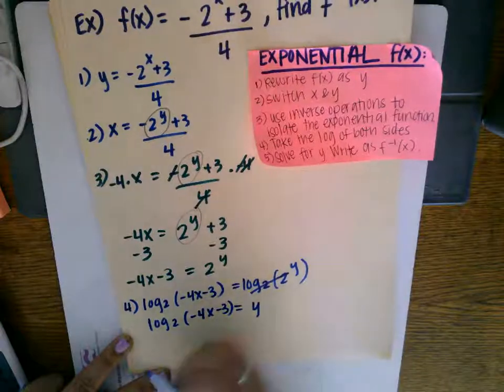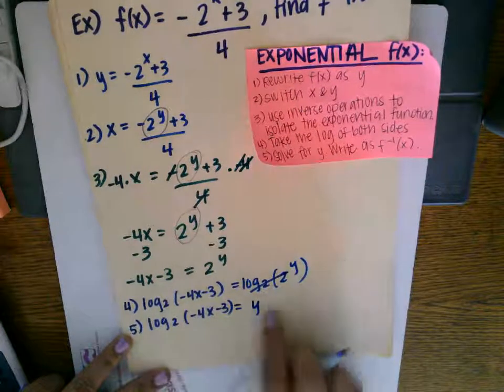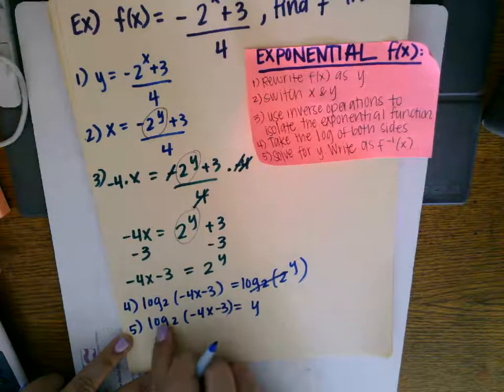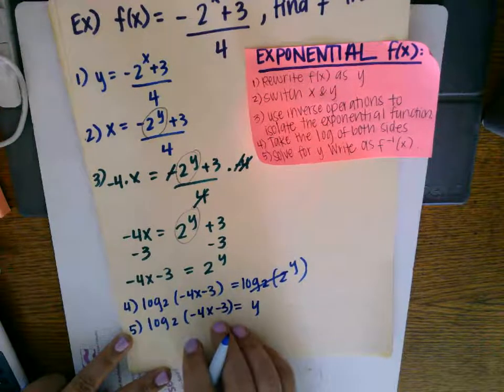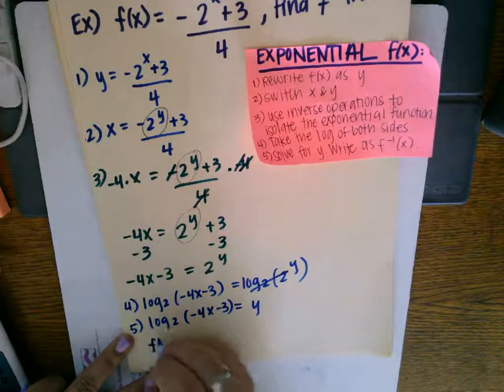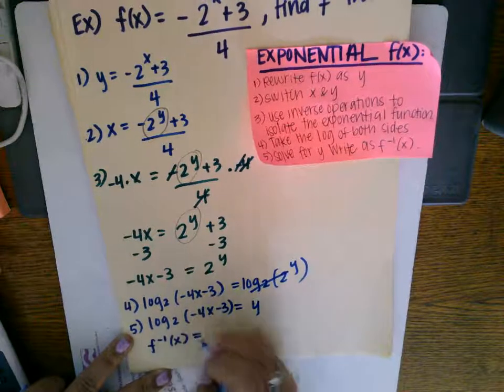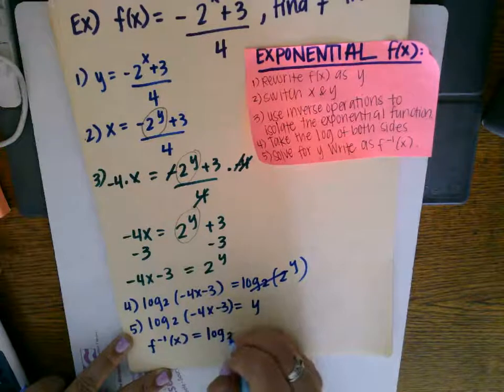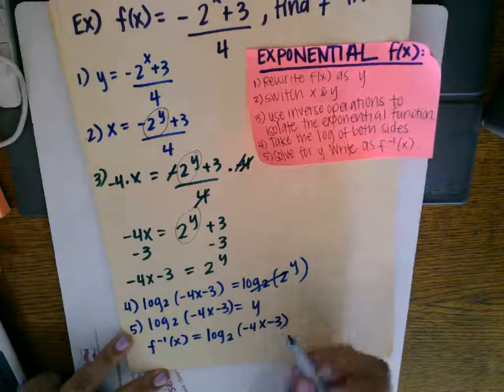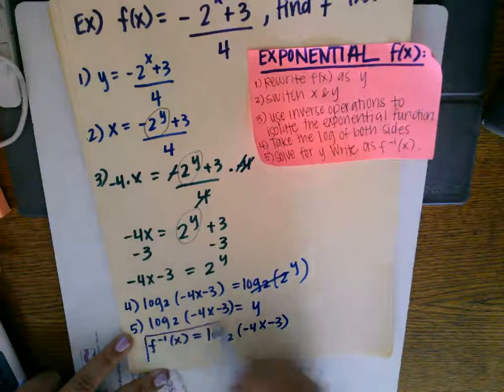And the last thing to do, notice that I've solved for y equals a specific something, a specific function. All I have to do is use my inverse notation. F inverse of x is equal to log base 2 of -4x minus 3.